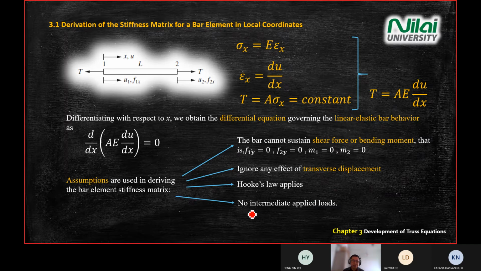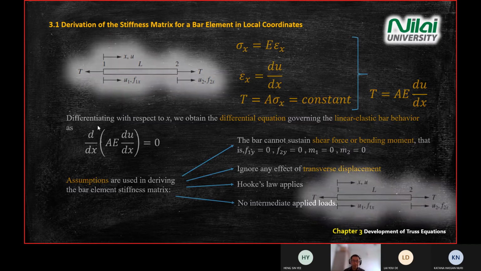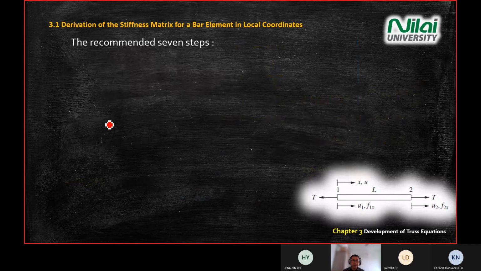Another one is that there's no intermediate applied force. You do not apply the loading in a certain way. Okay, we go a bit faster. So there are 7 steps to derive the stiffness matrix for a bar. In your tutorial it is below your question 1. So there are 7 steps.